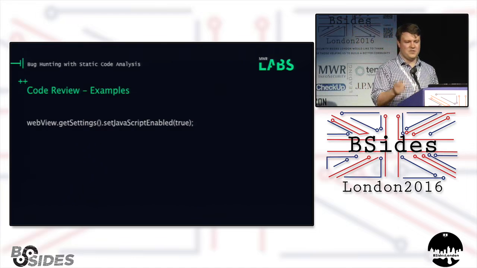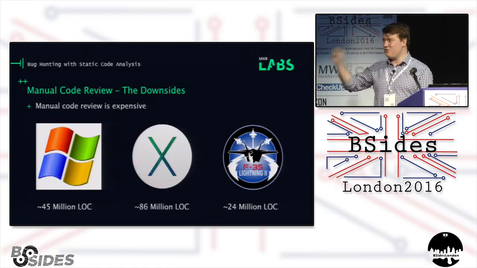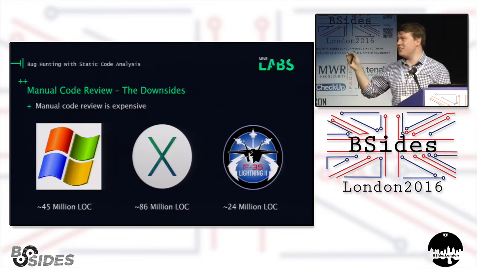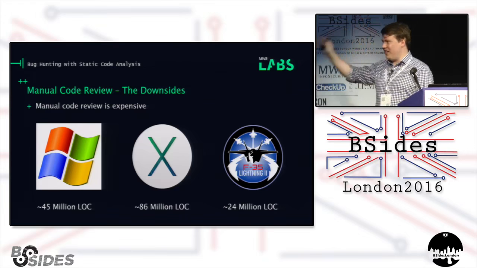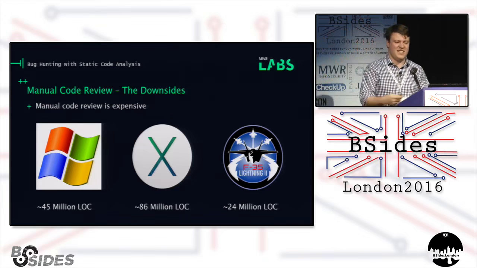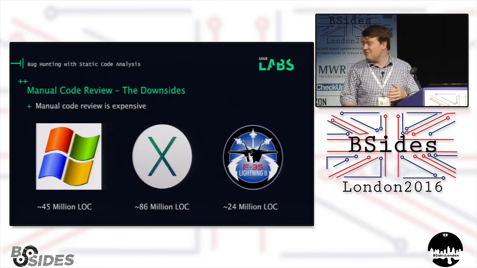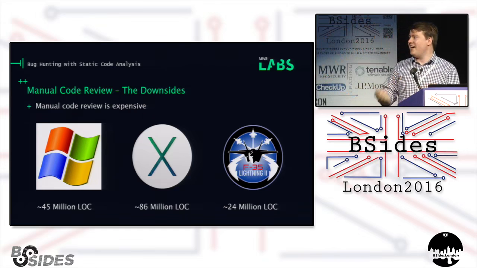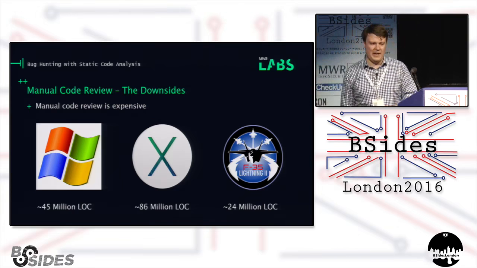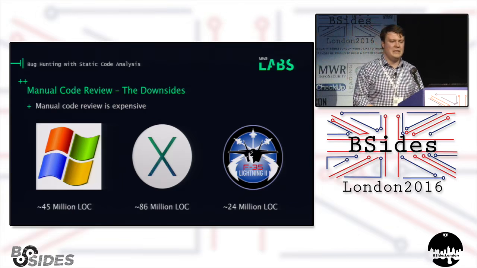Your problem then becomes, it's really expensive doing this on large code bases. I've pulled some numbers off the internet for a few major projects. Latest estimates for Windows and Mac coming at about 45 million lines of code, 86 million lines of code respectively. The new F-35, they reckon, is about 24 million lines of code overall.